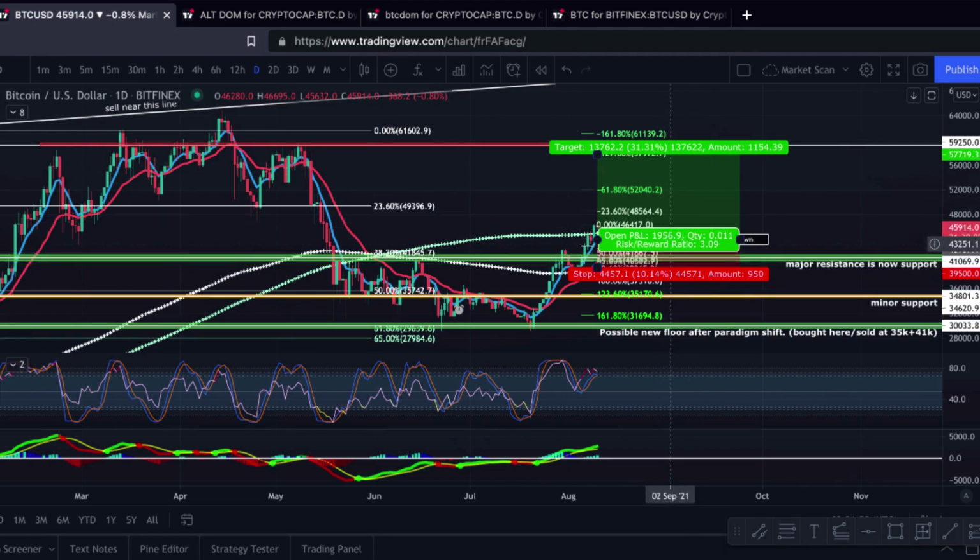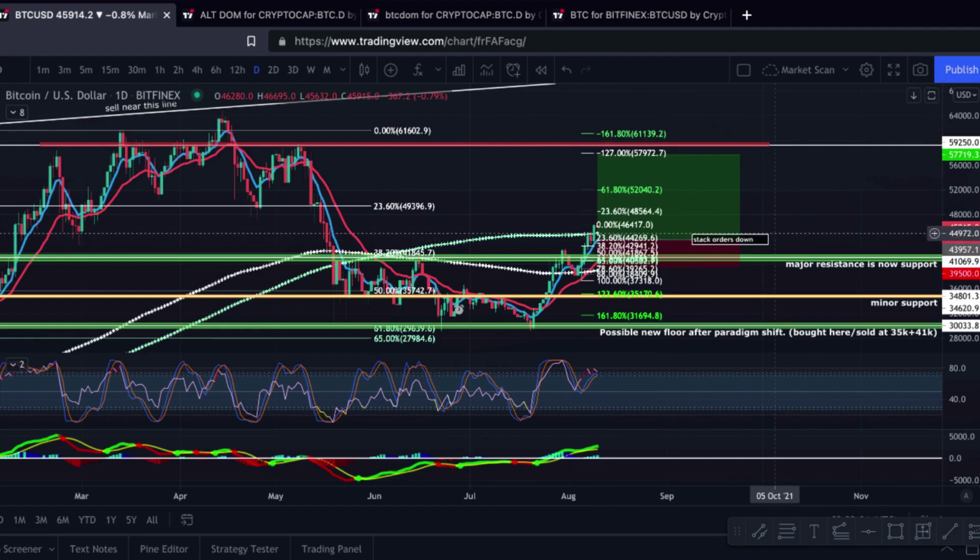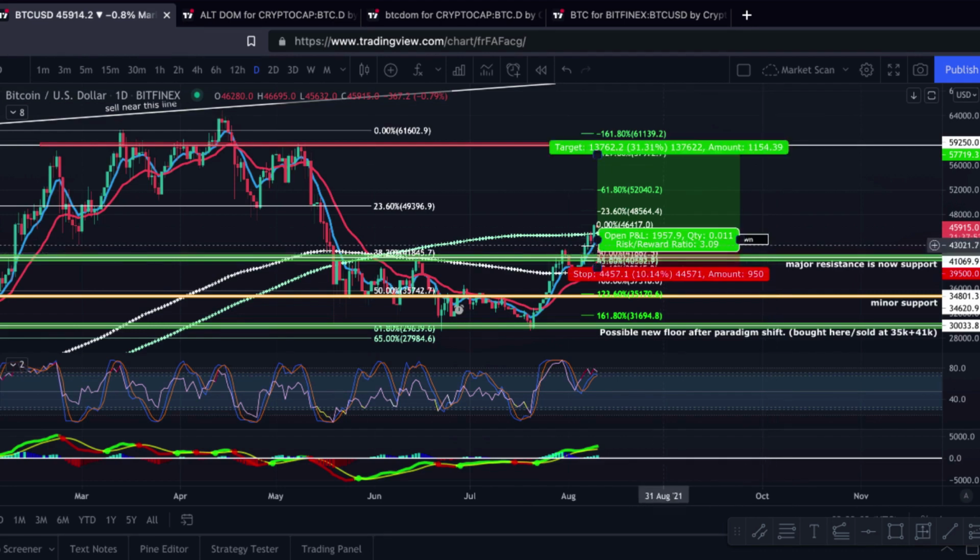So a 3-to-1. However, it's actually way more than that. It's actually 5-to-1 or more because I'm not just going to buy right here at 44,000. I'm going to buy at 45, 44, 43, 42, 41. So my average buy price is down here. So my risk reward is actually really good. And I'm perfectly fine doing that.